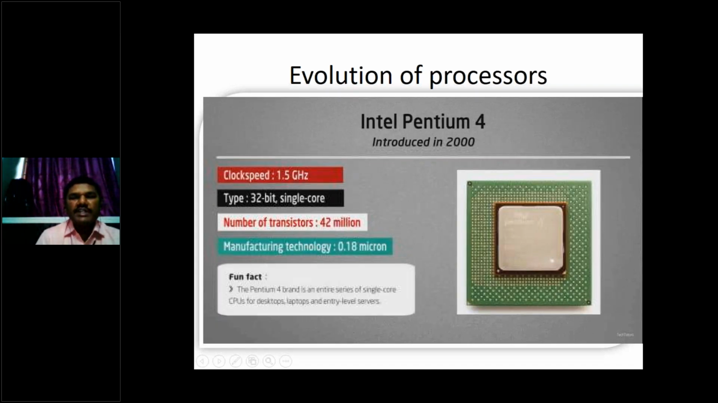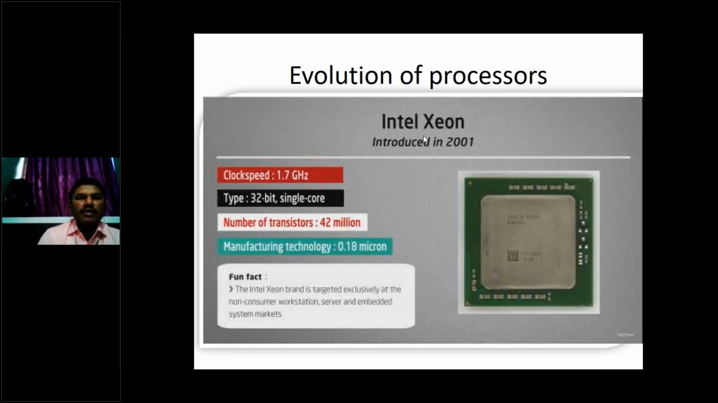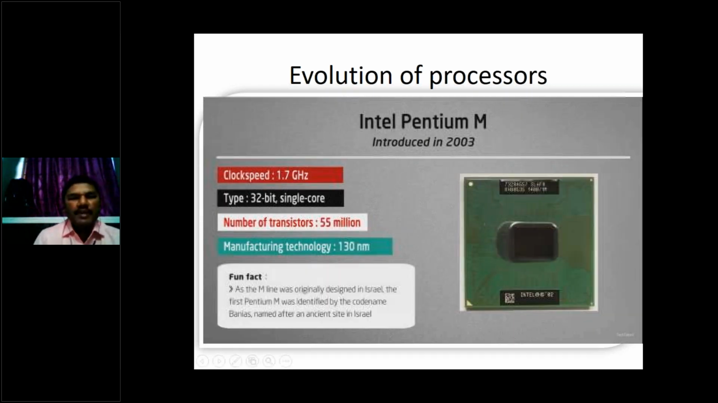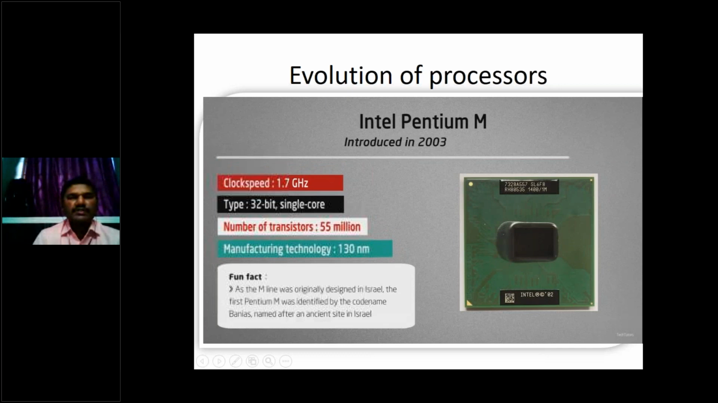In 2000, Pentium 4 was introduced. 2001, Intel Xeon, 1.7 GHz and 42 million transistors. Pentium M, 2003, 1.7 GHz clock speed and 55 million transistors.